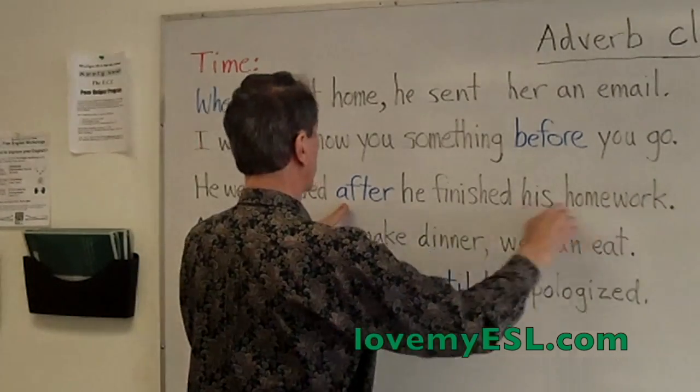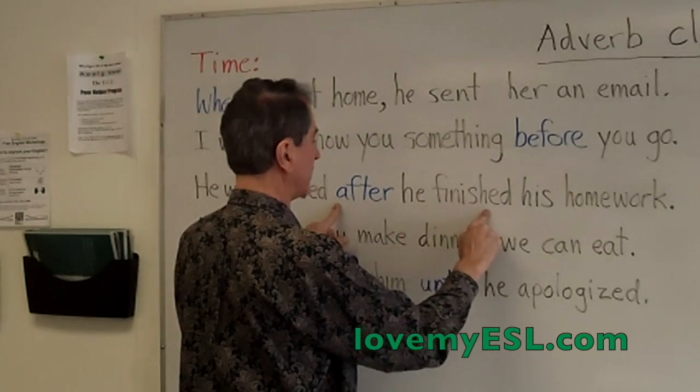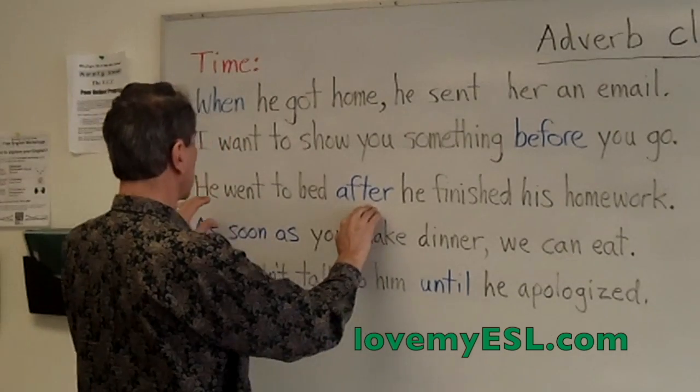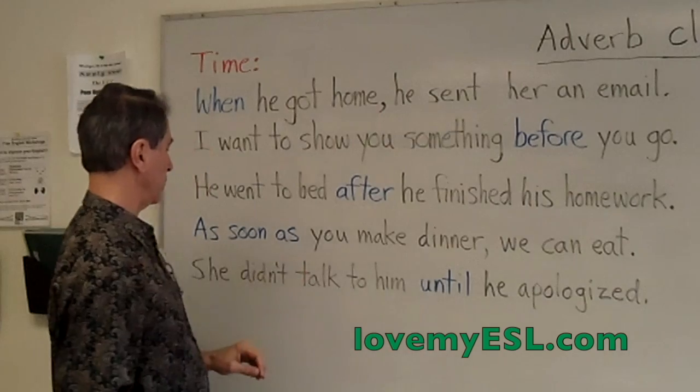Third example: he went to bed after he finished his homework. "After he finished his homework," there's my adverb clause. I have a marker, he finished, my subject and my verb, and all of this tells you the time that he went to bed. When did he go to bed? He went to bed after he finished his homework.